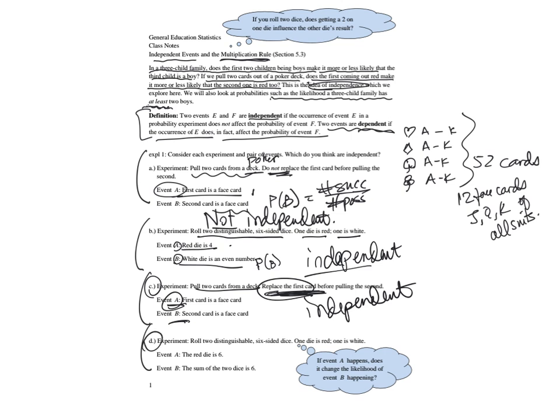And then D, you roll 2 dice, one is red, one is white. A is the event, the red die is 6, B is the sum of 2 dice is 6. And I think, again, it's just helpful to think about, assume A has occurred, right? Then what's the probability of B? And in this case, think about it. If A has occurred, B cannot occur. So obviously, A occurring does affect the probability of B. So let's say these are not independent.